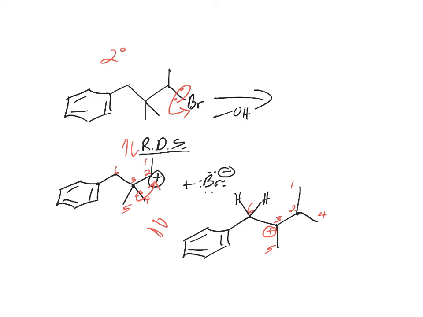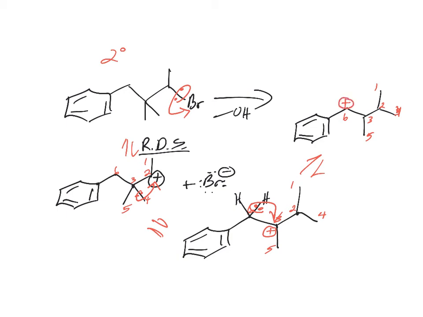But pi bond resonance is better than hyperconjugation. So what's going to happen? This H is going to shift and rearrange. You're going to break that carbon-hydrogen bond and make a new carbon-hydrogen bond and make a new carbocation. So now where's the plus charge? Carbon 6.